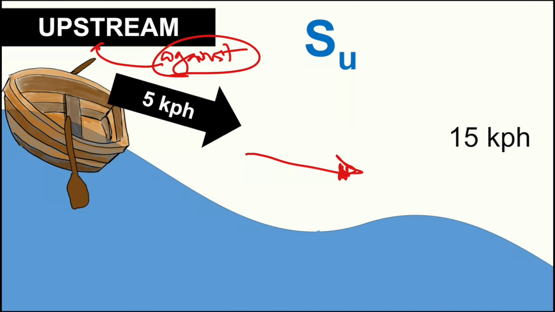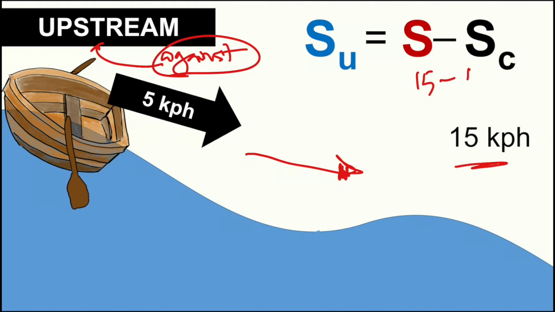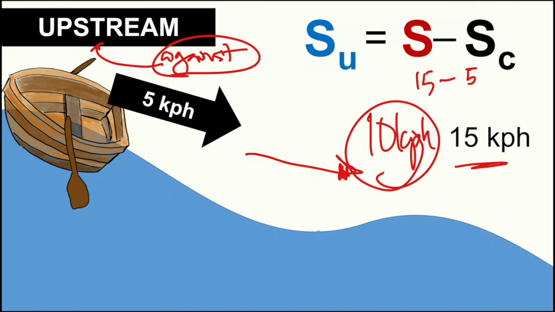Now, kung yung speed niya upstream, equal naman siya sa speed niya na regular, which is yung 15. Kaya lang this time, dahil kontra na siya, minus na. Minus yung speed ng current, which is 5. So, ang mangyayari, magiging 10 kilometers per hour and not just 15. So, yun yung idea nun.